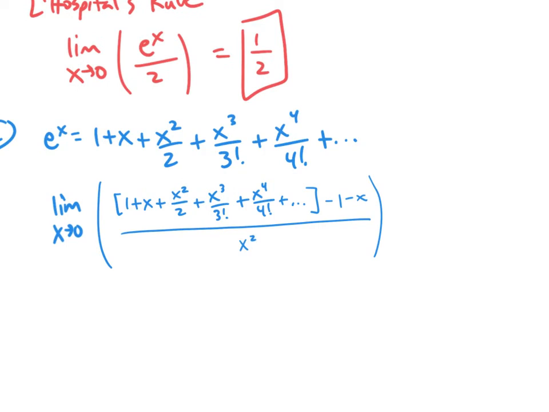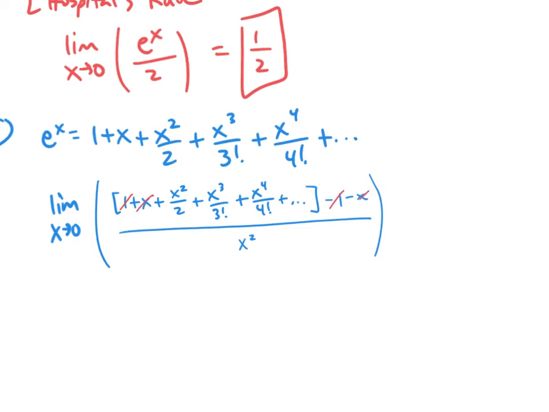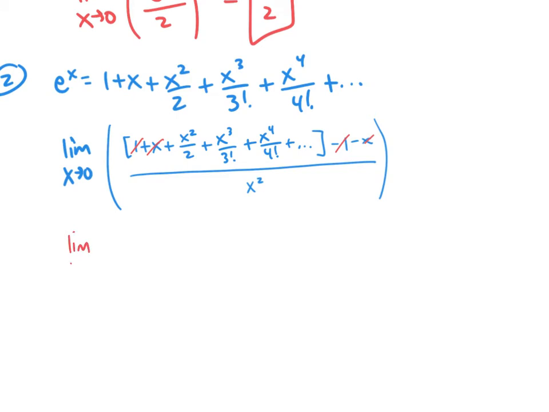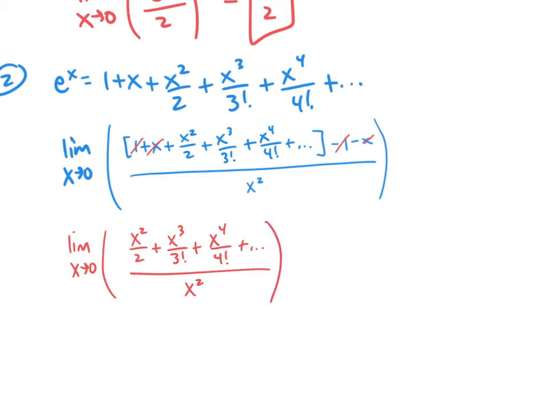Okay, now if you think about it, our value of 1 will cancel, and our x will cancel. And so what we're left with is the limit as x goes to 0 of x squared over 2 plus x cubed over 3 factorial plus x to the 4th over 4 factorial, and so on, divided by x squared. All right, I'm going to divide each of these terms by x squared. So I'm going to take the first term divided by x squared, the second term divided by x squared, the third term, and so on.